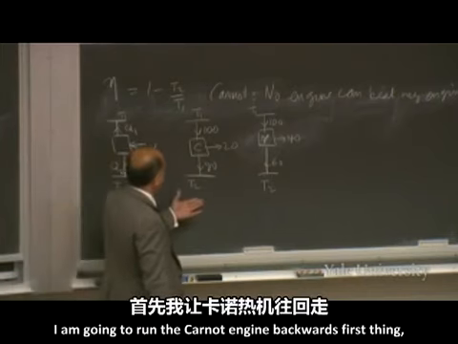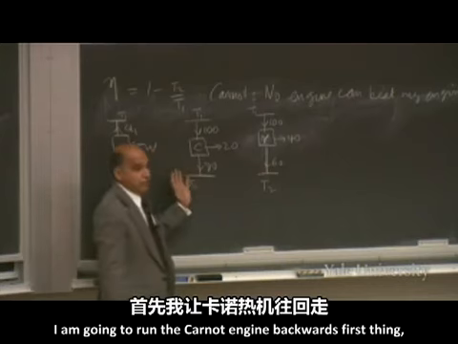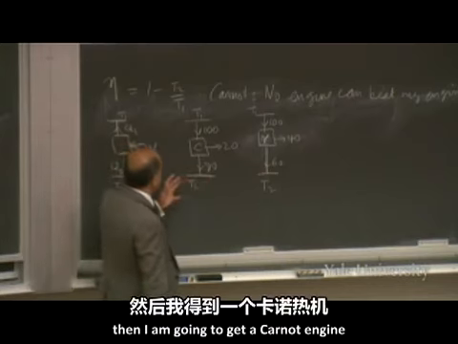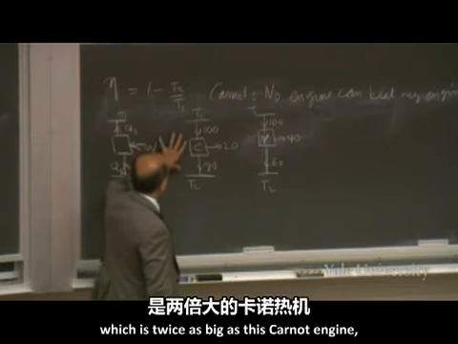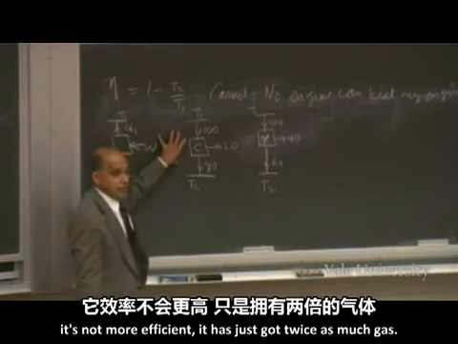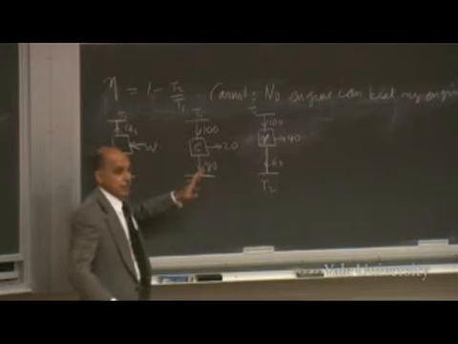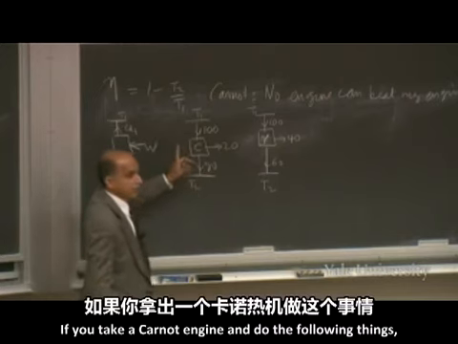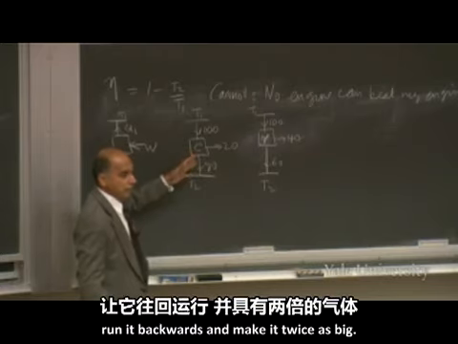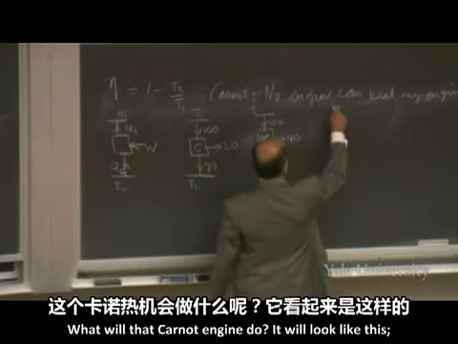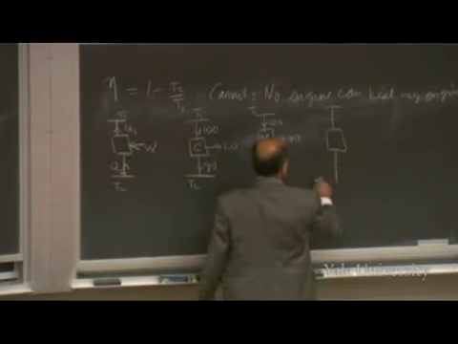I'm going to run the Carnot engine backwards, first thing. Then I'm going to get a Carnot engine which is twice as big as this Carnot engine. It's not more efficient. It just got twice as much gas. If you take a Carnot engine, run it backward and make it twice as big, what will that Carnot engine do? It will look like this.